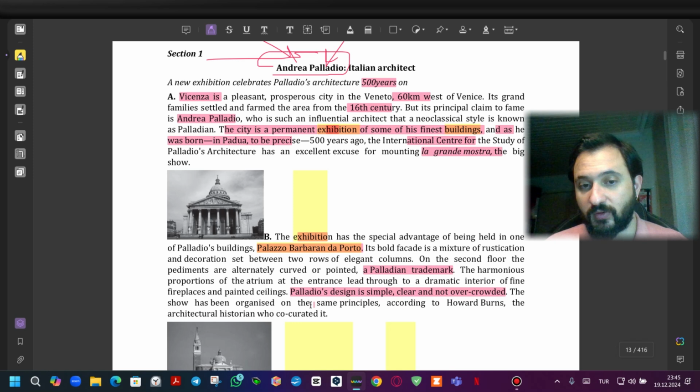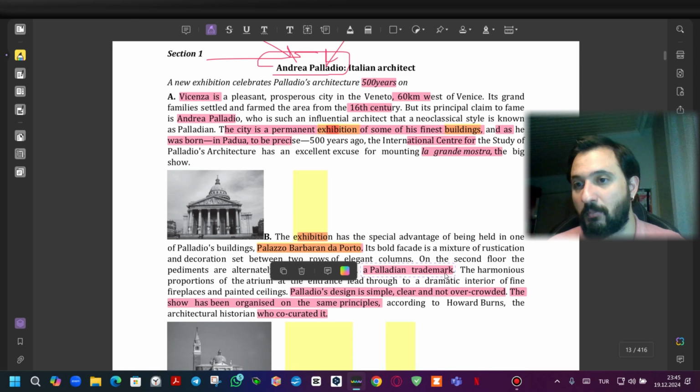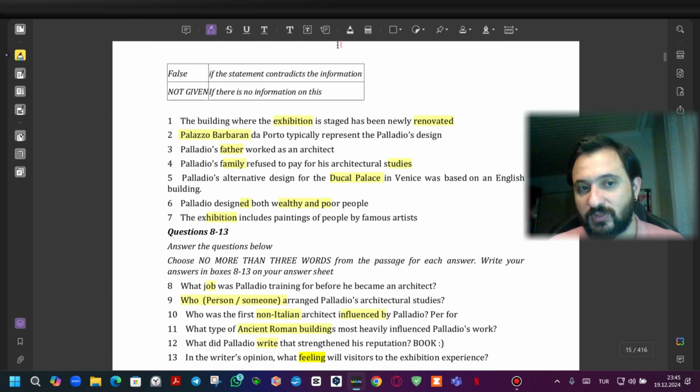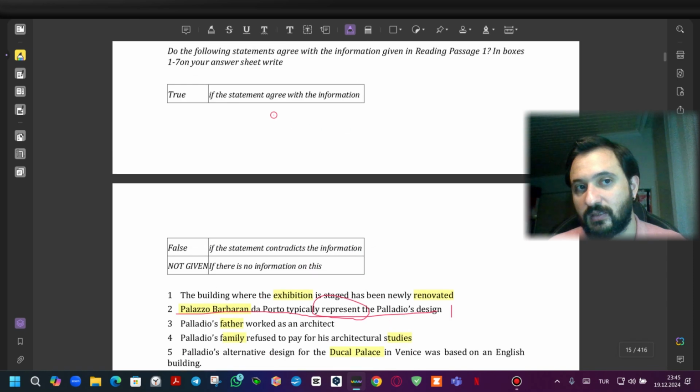The show has been organized on the same principles, according to Howard Burns, the architectural historian who co-created it. Palladio's design is simple, clear, and not overcrowded. The show has been organized on the same principles. It reflects the same principle because it is a Palladian trademark. Palladian is an architectural symbol. Let's come to the second question. What is written? Palazzo Barbaran da Porto typically represents Palladio's design. Totally true.